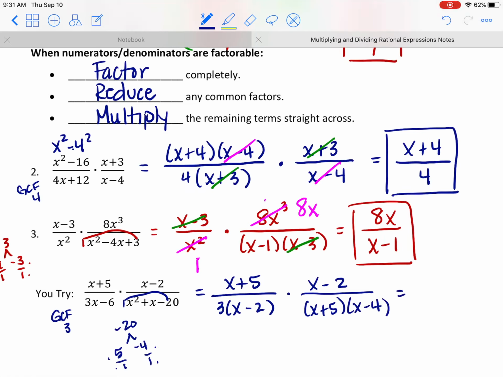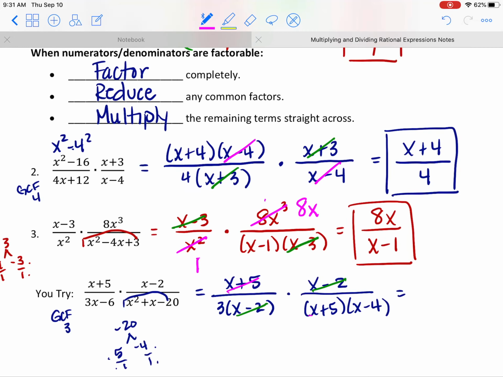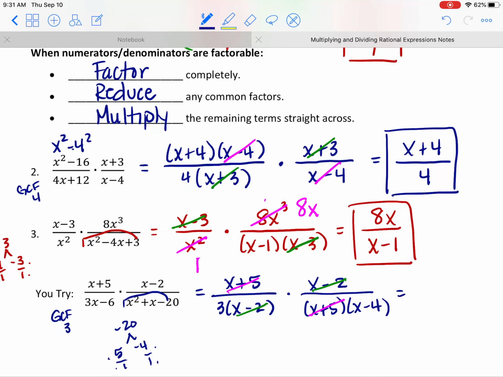Alright, now that we're in factored form, let's see what we can reduce. Definitely a set of x minus 2's, also a set of x plus 5's, and that would be that. Okay, what's left over in the top? When it looks like nothing, remember technically I could say there's a 1 here. So technically on the top we're going to say 1 is left over. And then on the bottom we have a 3 and we have an x minus 4 that need to be multiplied. So we have the option of leaving it in this form.